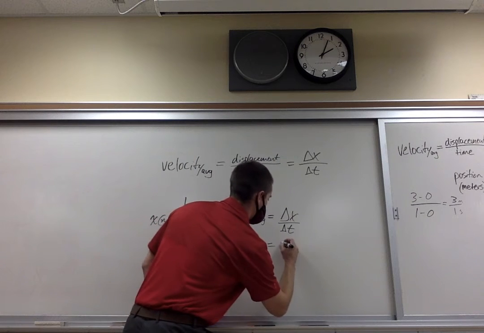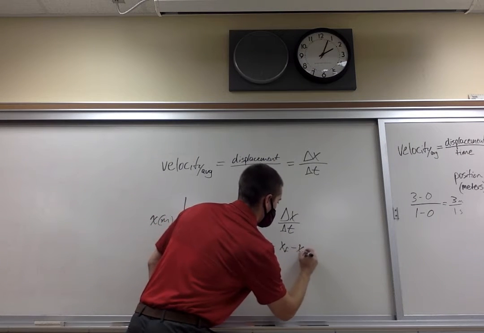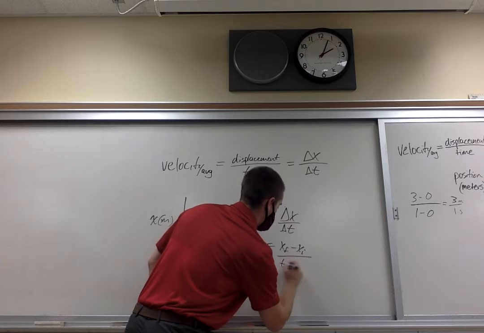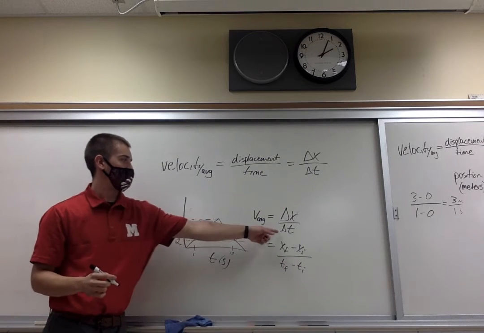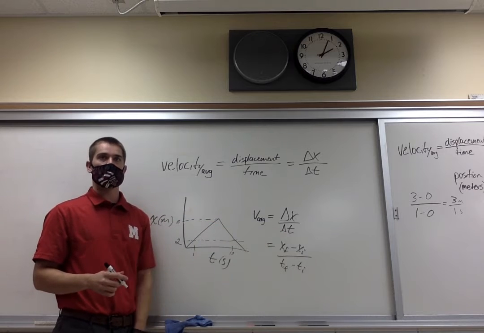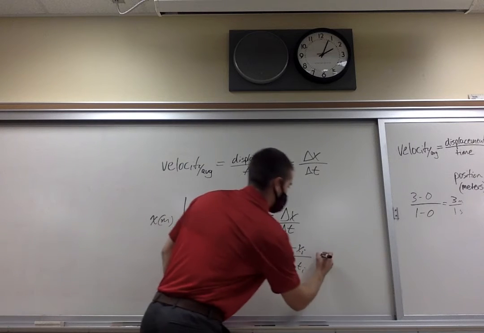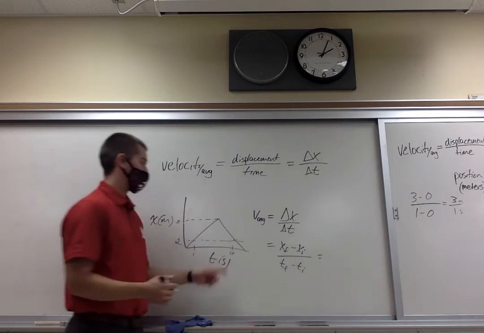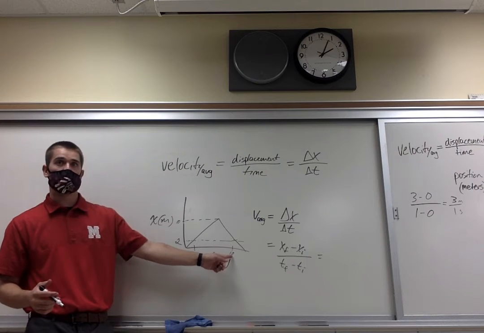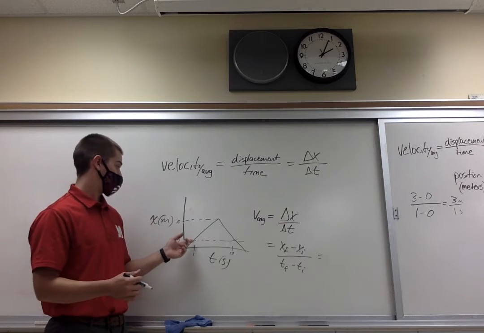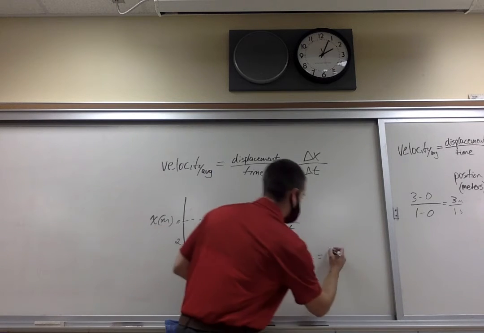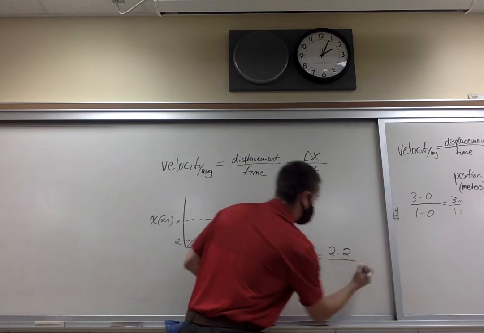It's the x final minus x initial. Delta means final minus initial. So what was my final position? What was my initial position? 2, right? So I have 2 minus 2.